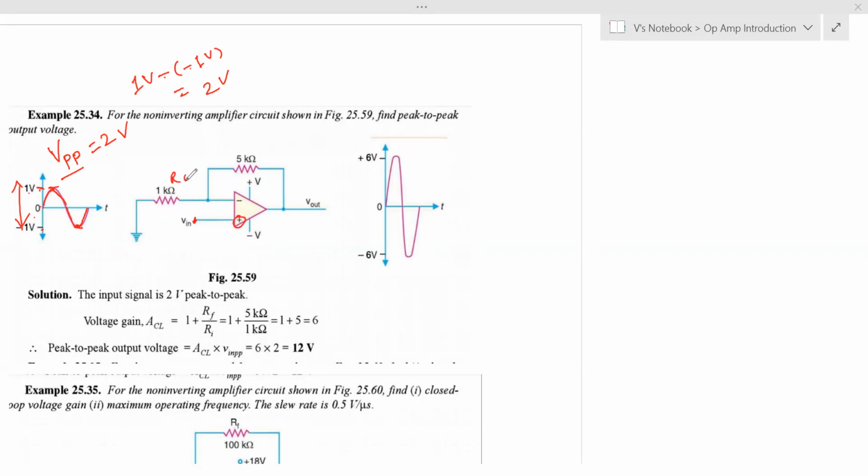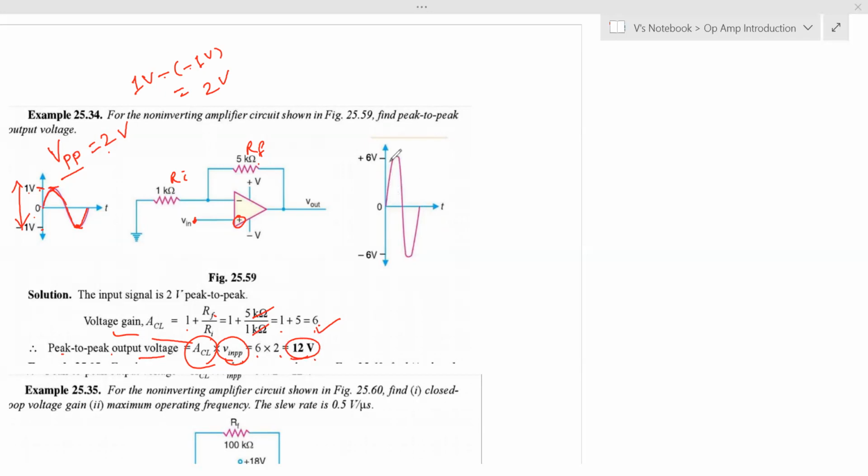Now Ri is 1K, RF is 5K. So what will be the voltage gain? ACL will be 1 plus RF upon Ri. So 1 plus 5K upon 1K. So that will give you 6, right? So peak to peak input voltage, you know, 2 volt. V in peak to peak, 2 volt. Gain is 6. So 6 multiplied by 2 will be peak to peak output voltage, and that is 12 volt.